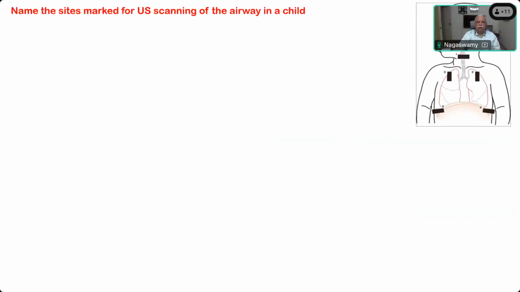Name the sites for ultrasound scanning of the airway of a child. There are 5 locations: 1, 2, 3, 4. Can you name those sites? Where is the first one kept? It is just at the tracheal level, isn't it? Trachea, then the superior probe, then the subcostal, right and left subcostal.